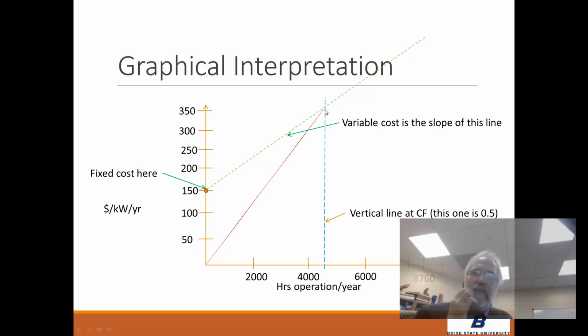Okay, you follow me? It's getting busy right away, right? So here's our fixed charge. Our variable cost, VC, is the slope of that green dotted line. Pick any capacity factor. Here I picked 0.5 and drew a line from the origin to that one. And the slope of this line, which is this cost divided by these hours, is our levelized cost of energy.